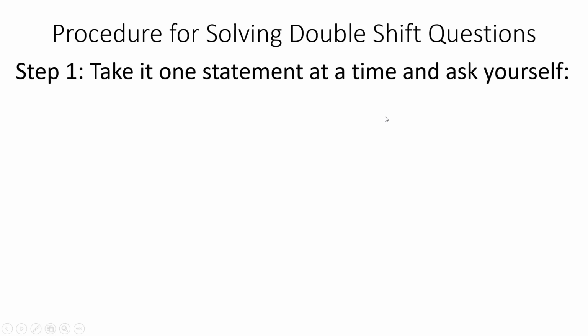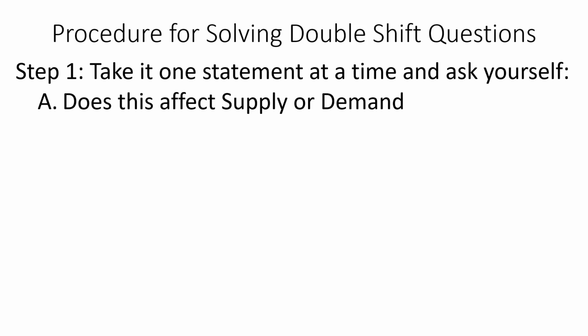So the first step is take it one statement at a time, right? In other words, if there are two shifts going on, for example, people preferring more green tea at the same time the social distancing causes it to be more expensive to make, then as we did in the last problem, break it down and just look at one statement, the idea that people prefer more at this particular time. And then ask yourself these 3 questions. First of all, does this affect supply or demand? In order to ask yourself this question, you need to make sure that you understand what the shifters of demand are and what the shifters of supply are.